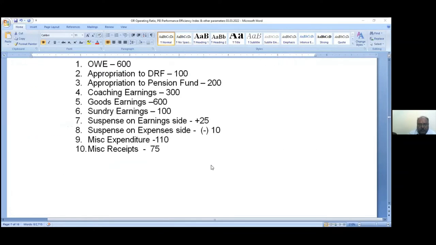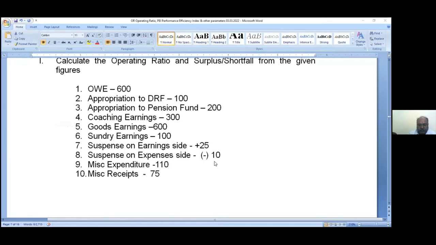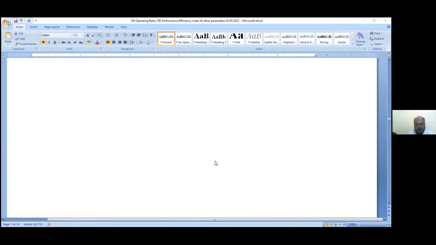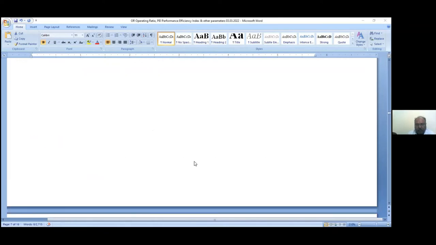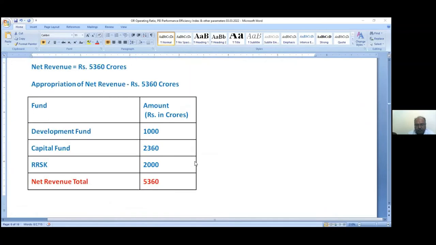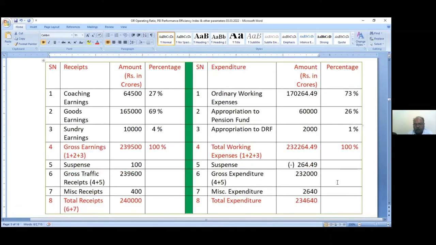Now can you do the practical? Please check. Already I shared this table, the OR table. Please do this practical. If you want, please note down this operating ratio table without figures. And this should be taken as a base for calculating these operating ratio problems.